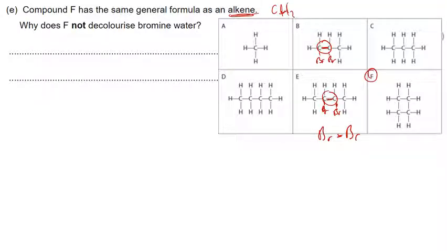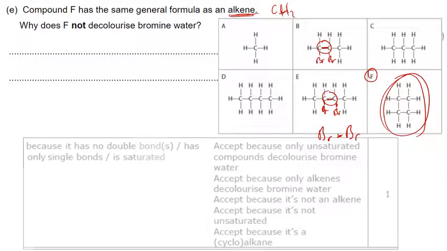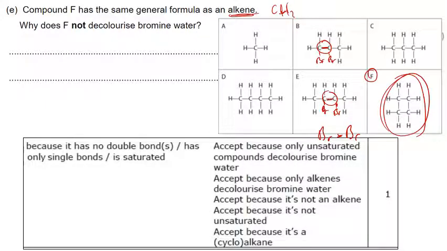But on the other hand, F, you can't do that with F. There's nowhere for these bromine atoms or molecules to bond to, because it has no double bonds, only single bonds. It's only unsaturated compounds that can decolorize bromine, and accepts all of these other things if you just want to read through them.